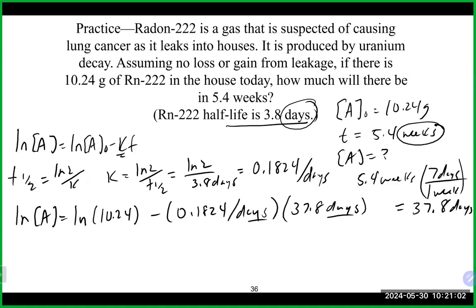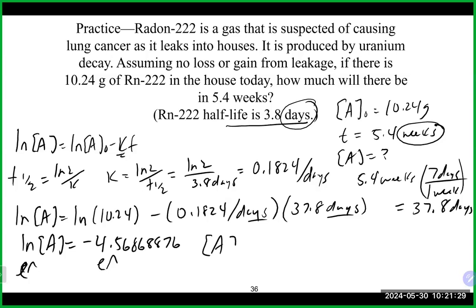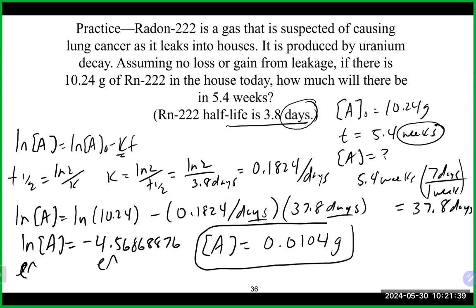We got the natural log of 10.24 minus 0.1824 times 37.8. That's going to give us the natural log of A is equal to negative 4.56868876. Going to e both sides there. And when we do that, that will give us a final concentration here, or amount, I guess, of 0.0104. And these would be grams as well.